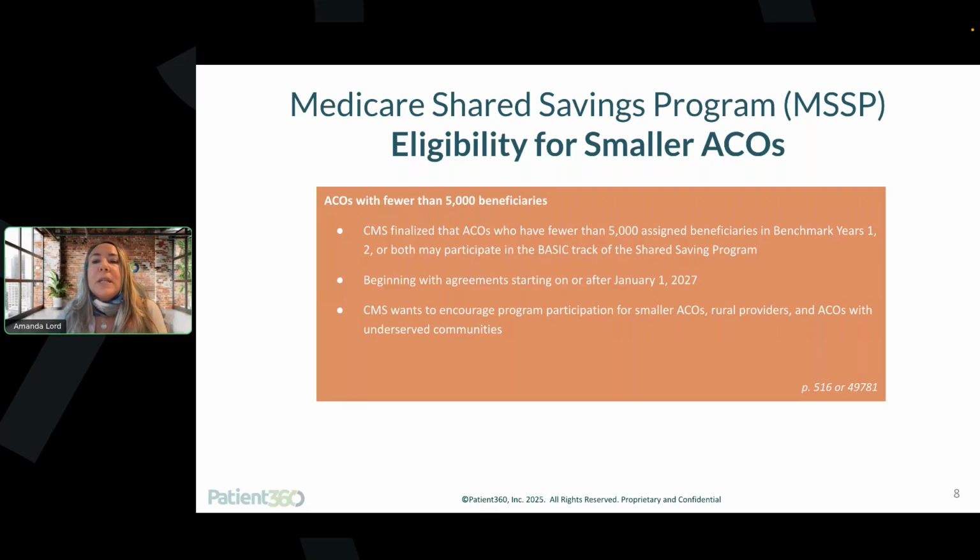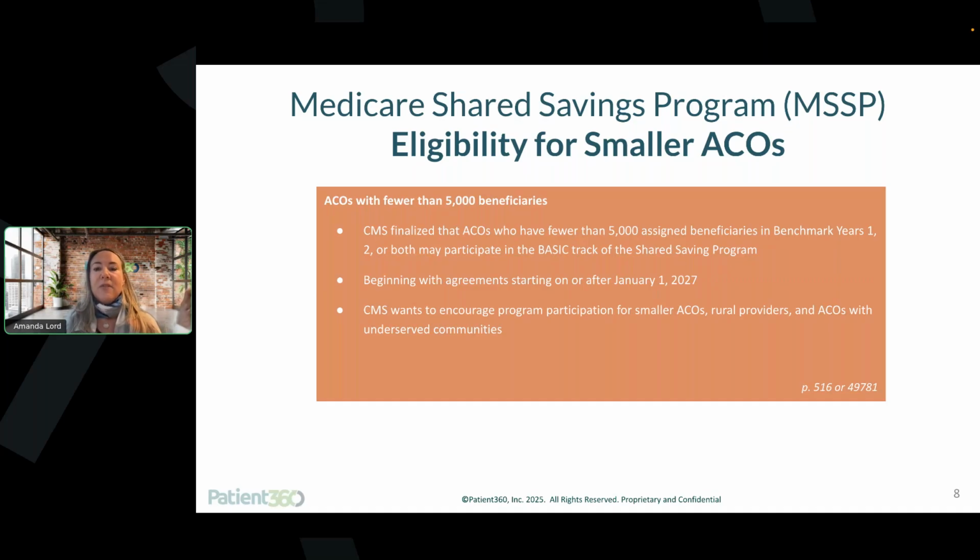For agreement periods beginning on or after January 1st of 2027, CMS finalized its proposal to allow new ACOs to participate in the MSSP, even if they don't meet the 5,000 beneficiary minimum in benchmark year 1 and benchmark year 2, provided that they meet the minimum benchmark in the 3rd year. CMS also finalized safeguards for this flexibility. So ACOs using this on-ramp will be limited to the basic track. They will be subject to a cap on their shared savings and losses. And this proposal was supported by commenters.